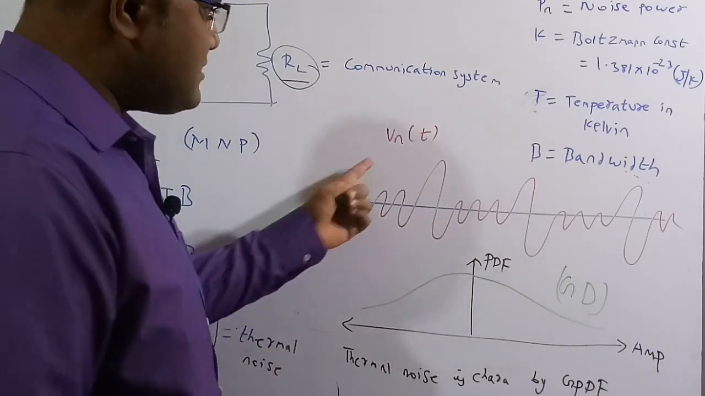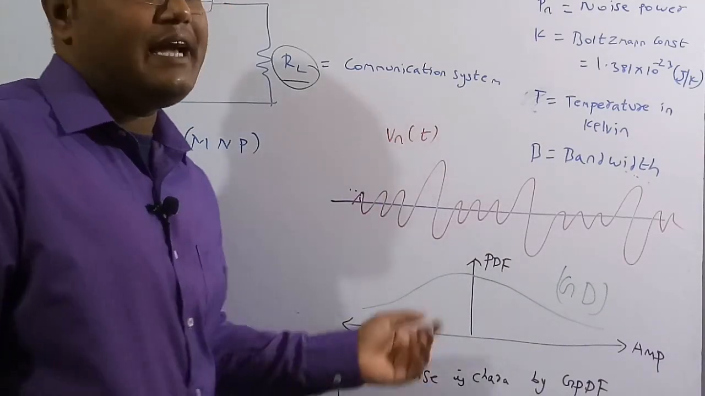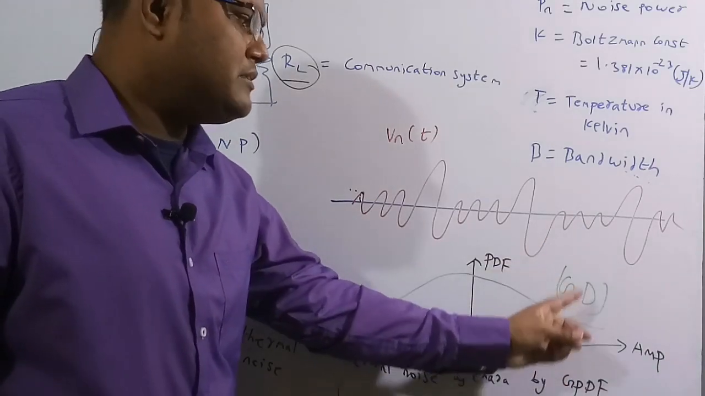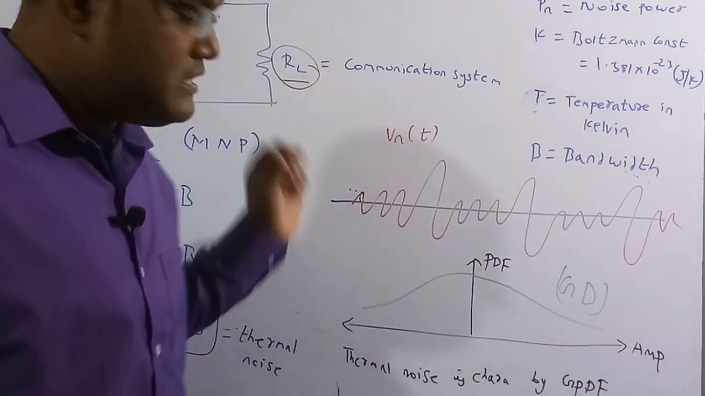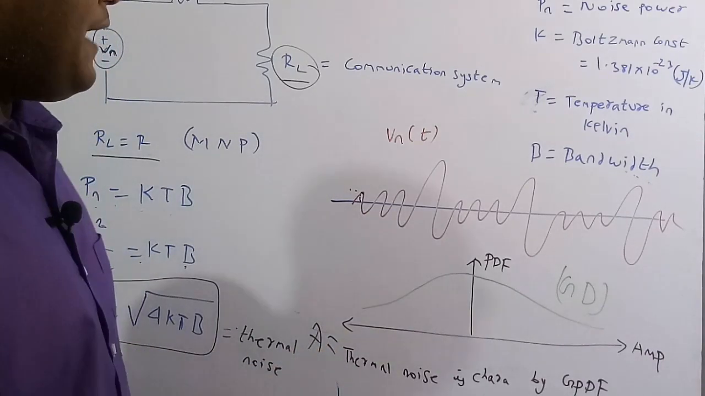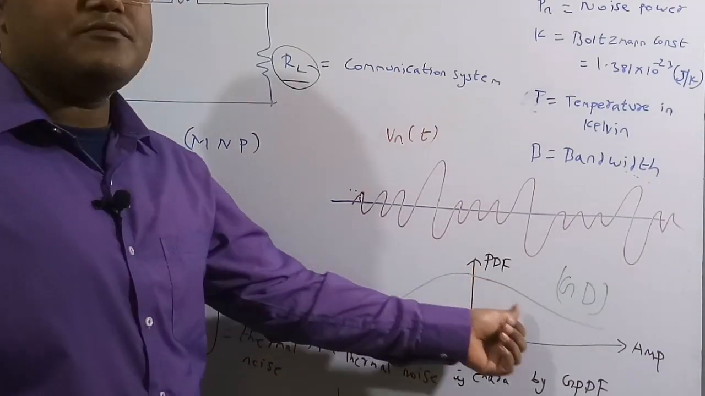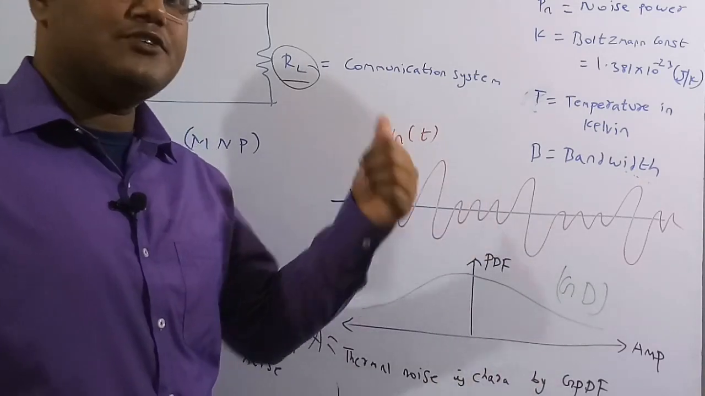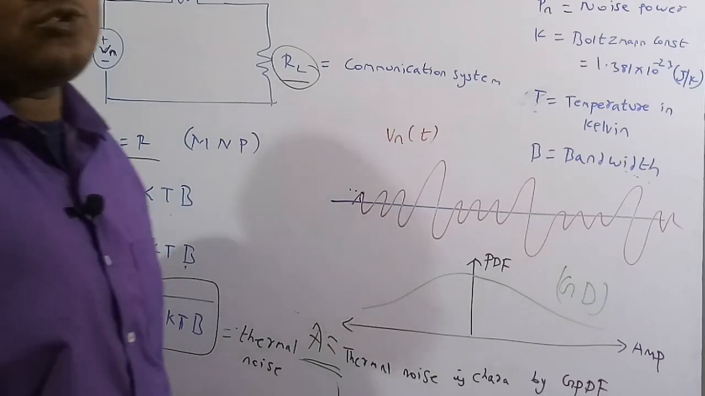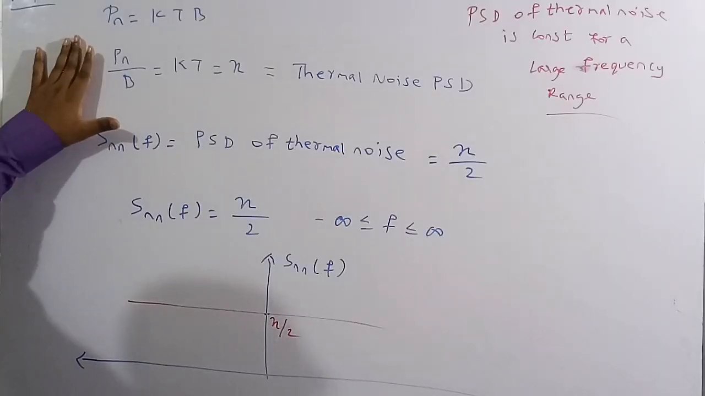So finally, the thermal noise for any resistor is characterized by the Gaussian probability density function. So this is the assertion, and therefore the assertion is correct. We have represented the thermal noise in terms of the Gaussian probability density function. So the assertion is correct. Now let us see about the reason also.